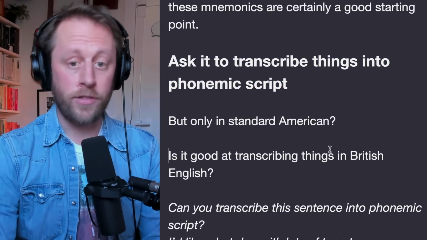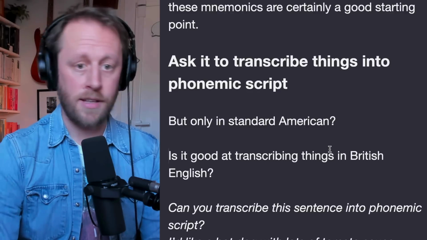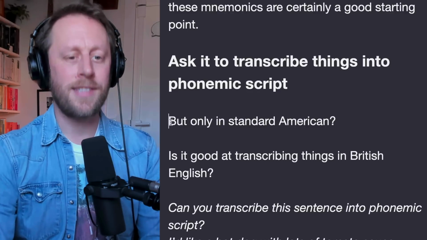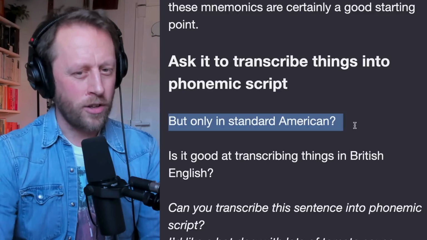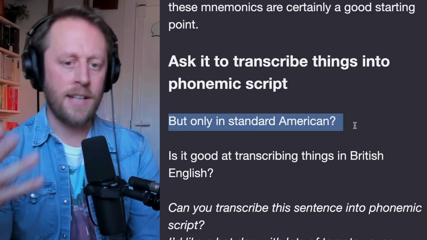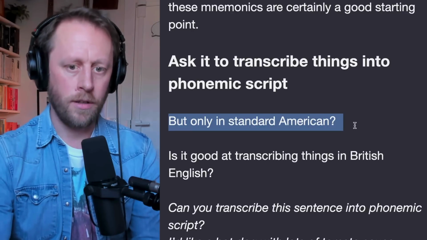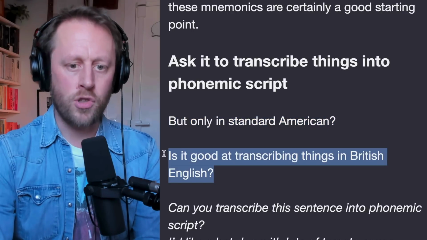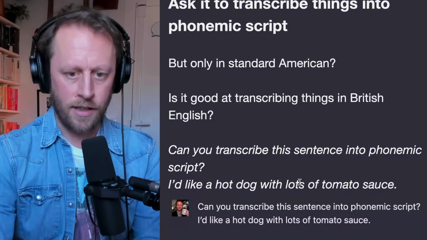Yes, you can. It will do that. It will transcribe words and sentences into phonemic script. But it seems it only does it in standard American, or it certainly will initially do it in a standard American pronunciation. Is it good at transcribing things in British English?